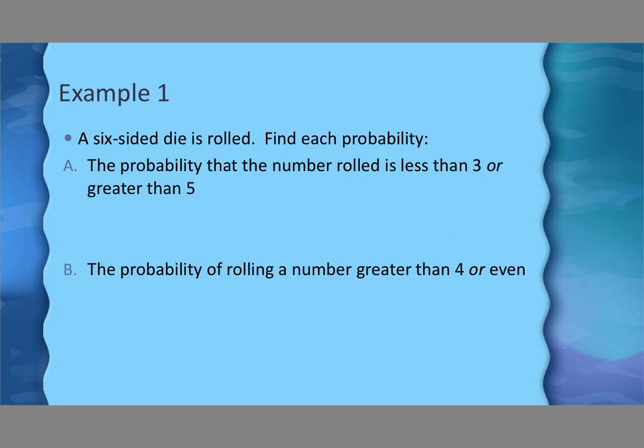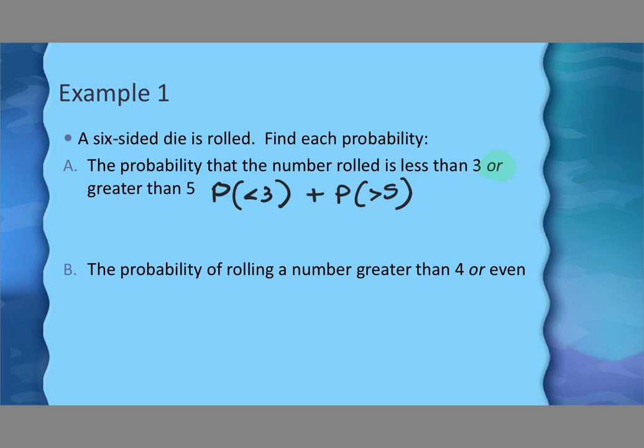All right, so it says a 6-sided die is rolled. Find each probability. A, the probability that the number rolled is less than 3 or greater than 5. So the first thing you want to identify is or, right? Because that means we're going to be adding here. Or, add, and, multiply. Now, if it's an or, we have to figure out, is this disjoint or overlapping? So can a number rolled be less than 3 and also greater than 5? No. So this is disjoint. And in disjoint, we just find the probability of the first one, so the probability that it's less than 3, and we add to it the probability that it's greater than 5.